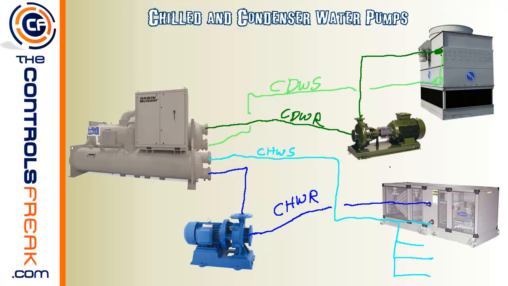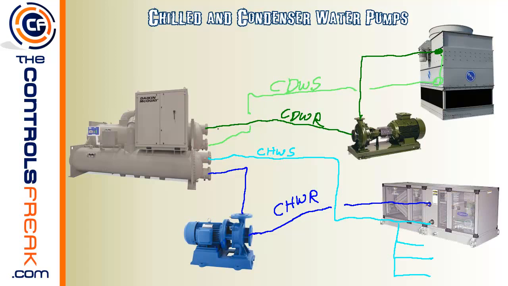Now there might be some questions: how do you know the difference between the supply and the return? Well, this is how you need to look at it. If we're talking about chilled water, chilled water supply means you're supplying chilled water. So that's going to come from the chiller, because the chiller is what's supplying the cold chilled water. Therefore, the water leaving the chiller is going to be chilled water supply.